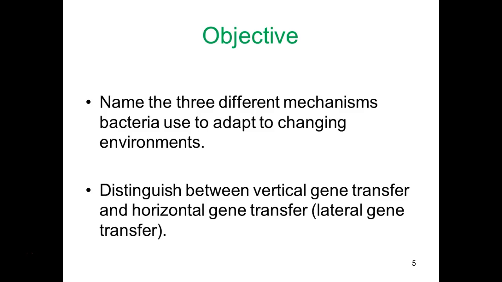So there are 3 different mechanisms bacteria use to adapt to changing environments. One of these is gene transfer. There are 2 different types of gene transfer, though. There's what we call vertical and horizontal, sometimes referred to as lateral. So this is genetic information being transferred, right, from one organism to another. Is it going horizontally or is it going vertically? What the heck does that mean, right?